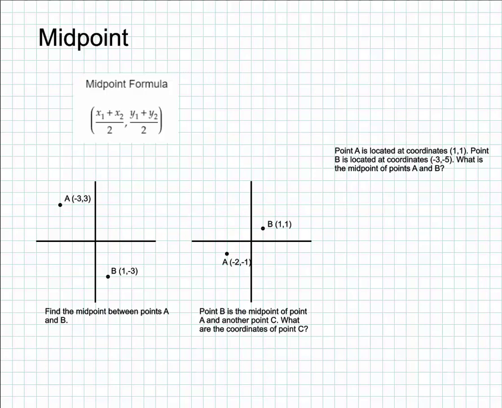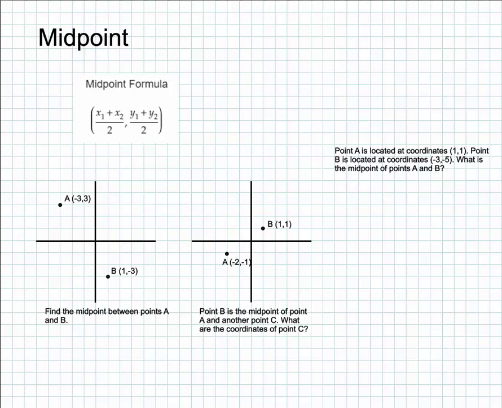The point that is exactly halfway between two other points is known as the midpoint. It can be calculated using the midpoint formula, which states that the x-coordinate of the midpoint is (x1 plus x2) over 2, and the y-coordinate is (y1 plus y2) over 2. In other words, the x-coordinate of the midpoint is the average of the two x-coordinates of the other points. Same for the y-coordinate. It's the average of the y-coordinates of the other 2 points.